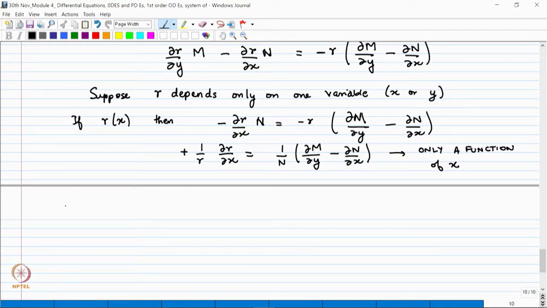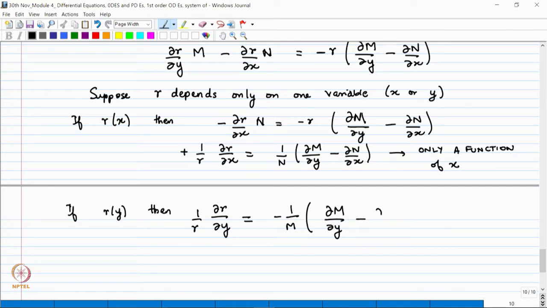Now if, on the other hand, r depends only on y, then we have dou r by dou y, and I will just go ahead with the same algebra. So 1 over r dou r by dou y is equal to minus 1 over m times dou m by dou y minus dou n by dou x, and this is only a function of y. So this is a function only of y, and this is a function only of x. Now the procedure is the following.